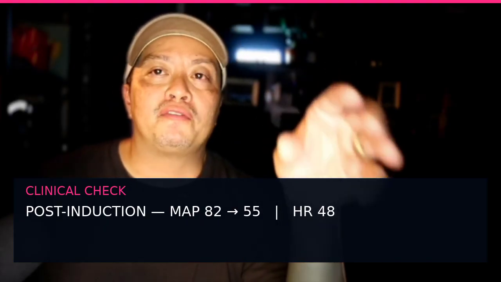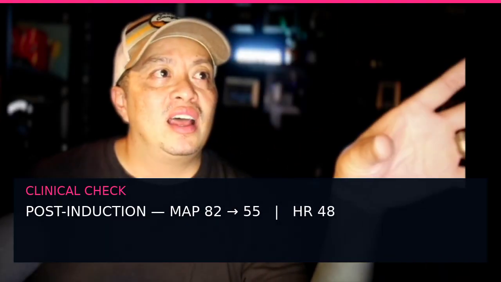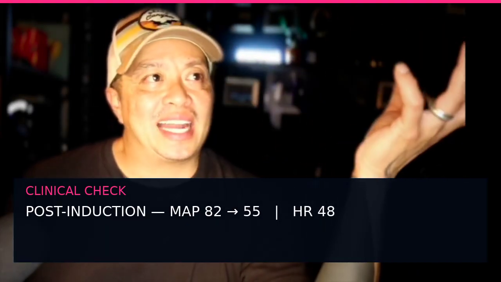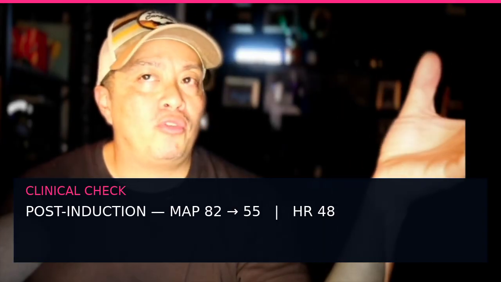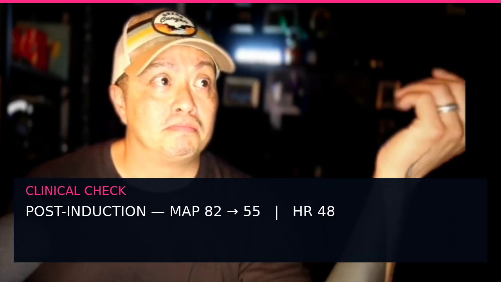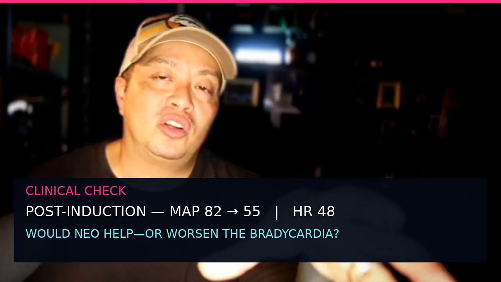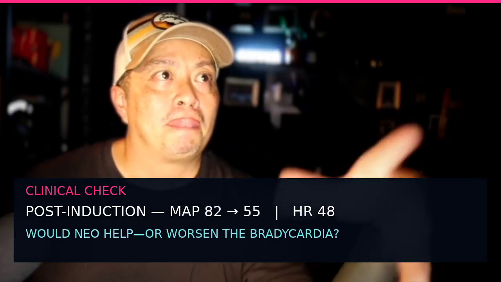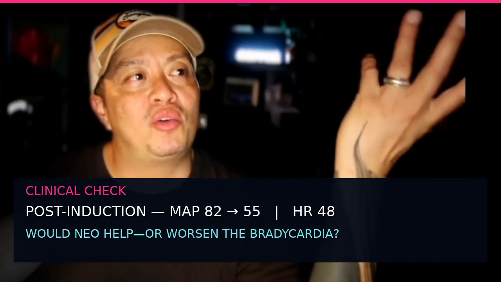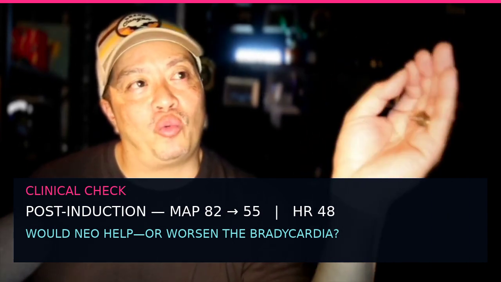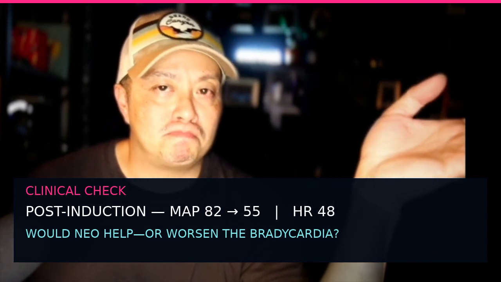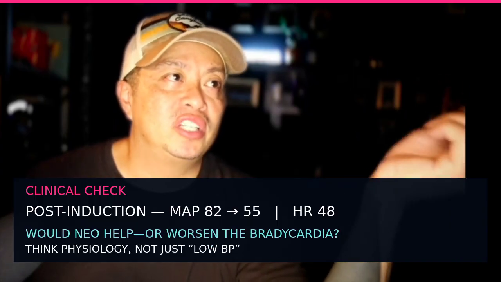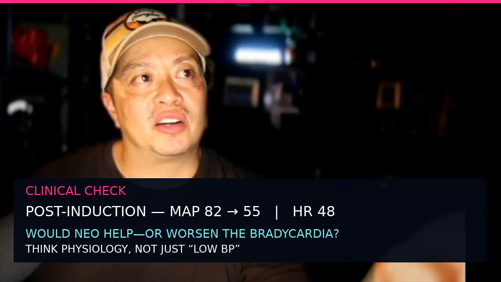Now here's your first clinical question. Imagine you're inducing anesthesia. The patient's MAP falls from 82 to 55. Heart rate is 48. What receptor could increase vascular tone? I just mentioned it. Alpha-1. What drug is a class alpha-1 agonist? That's phenylephrine. Neo.